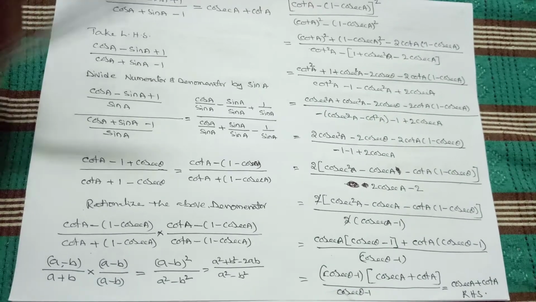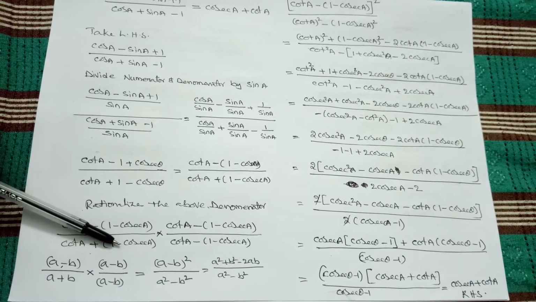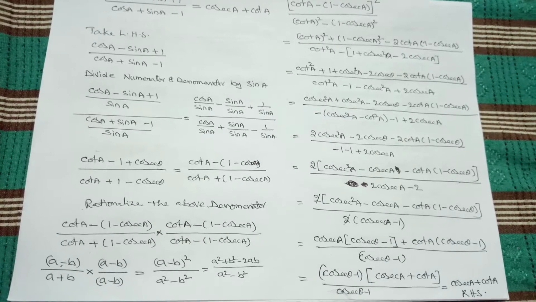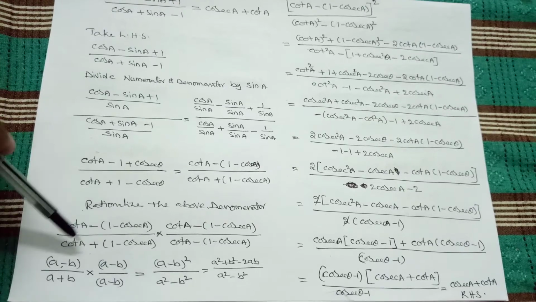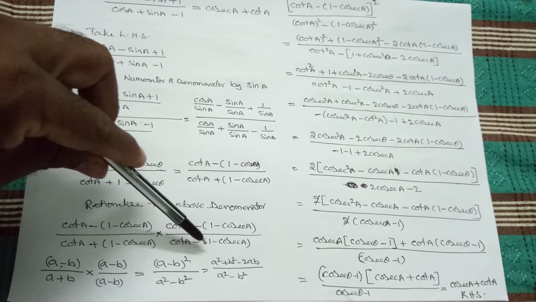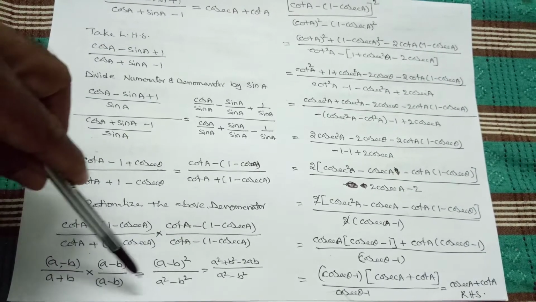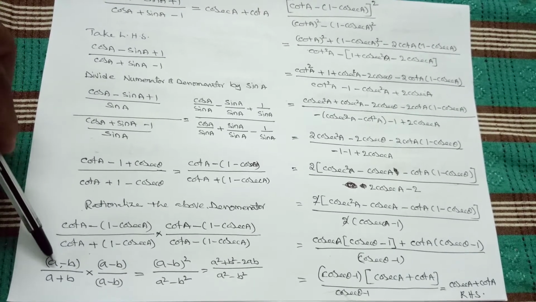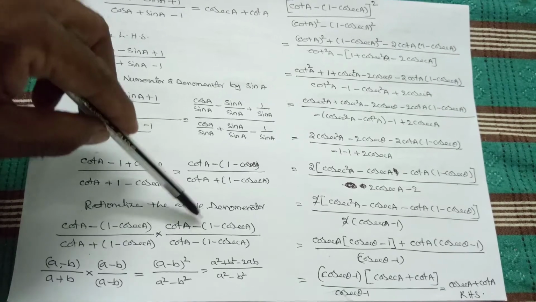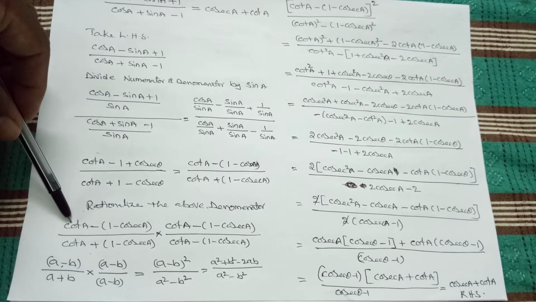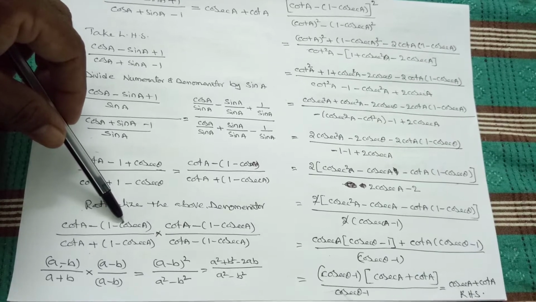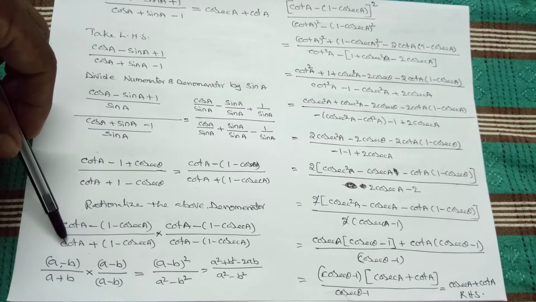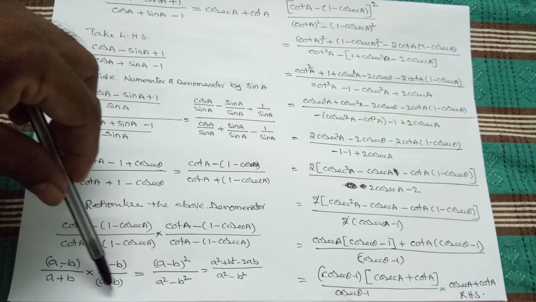Okay. Cot A plus 1 minus cosecant A can be written as cot A minus (1 minus cosecant A). Therefore, two terms are there, A plus B, A minus B. Therefore, in this way, we can write A square minus B square. And you can see (A minus B) of (A minus B) form. Now, A is cot A, B is 1 minus cosecant A.